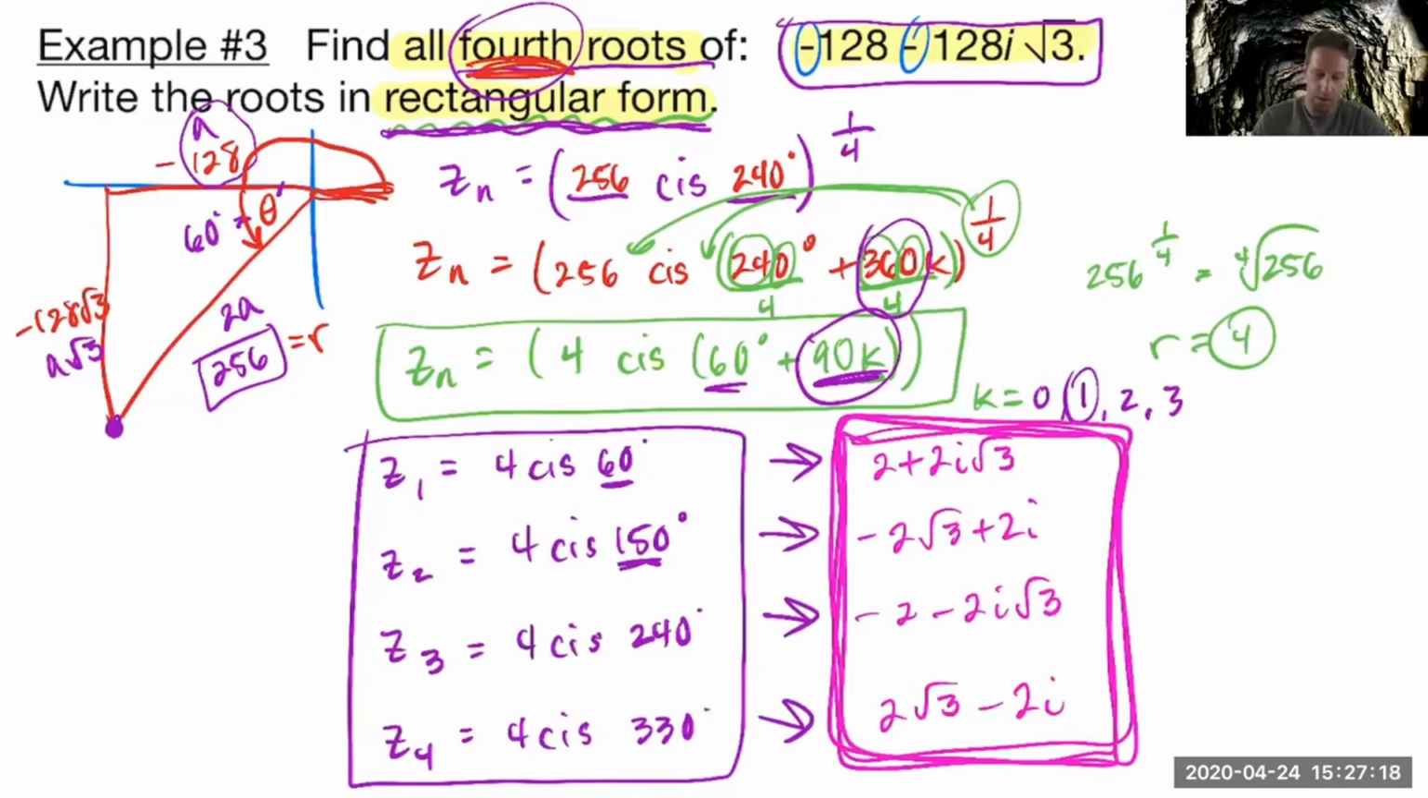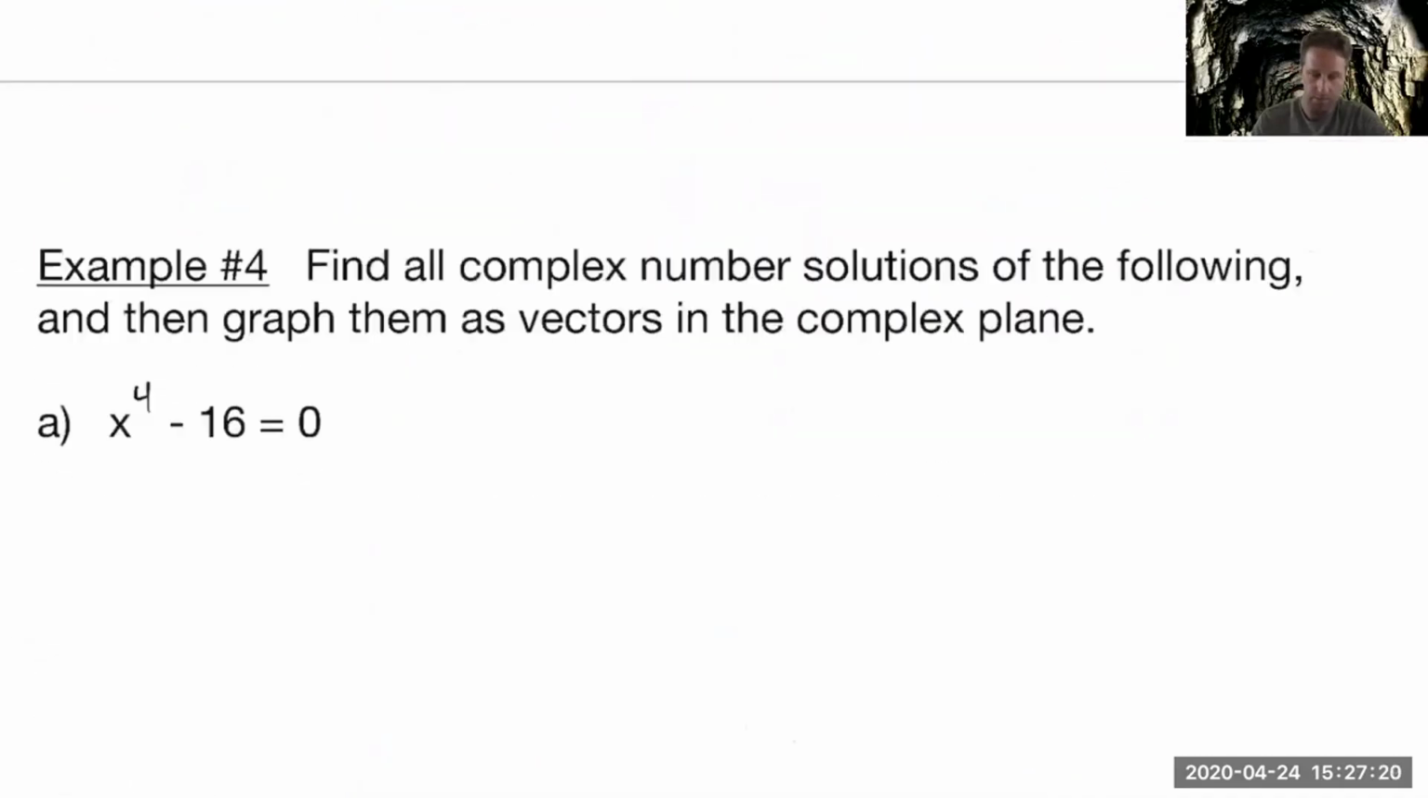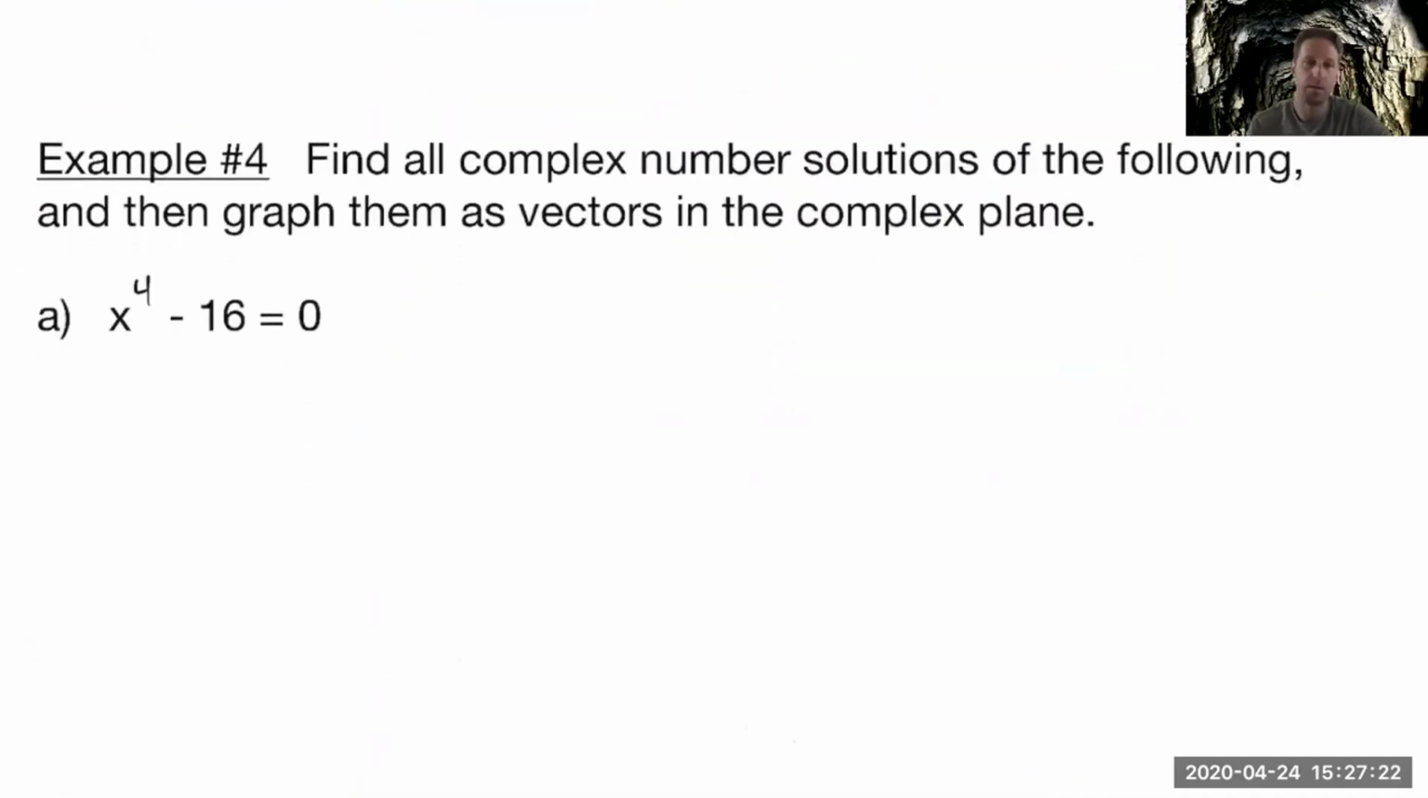Okay. So the last example I have for you all is a different form. So I'm going to do two just to make sure that you got this typed down, and then we'll call it good. You guys just need to go and practice. So this one asks us to find the complex numbers and then graph them as vectors. So the only reason I added that part in is I wanted to show you something that is kind of a cool result of all of this graphically. Okay.